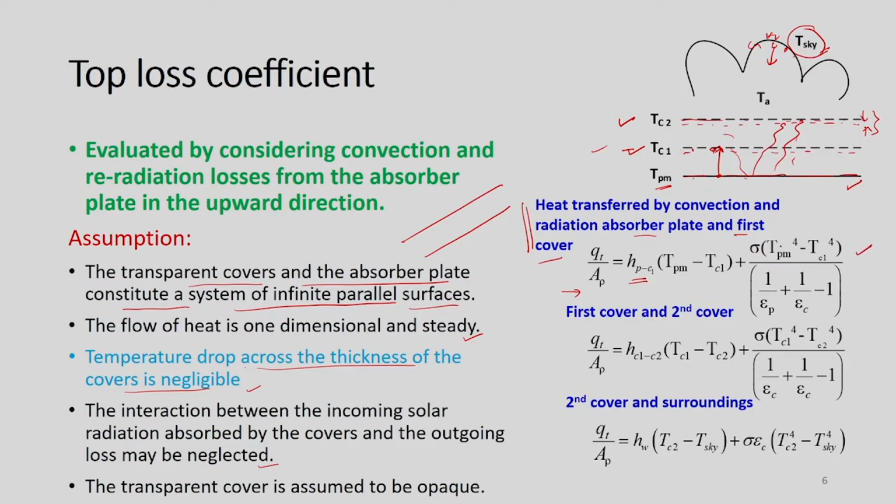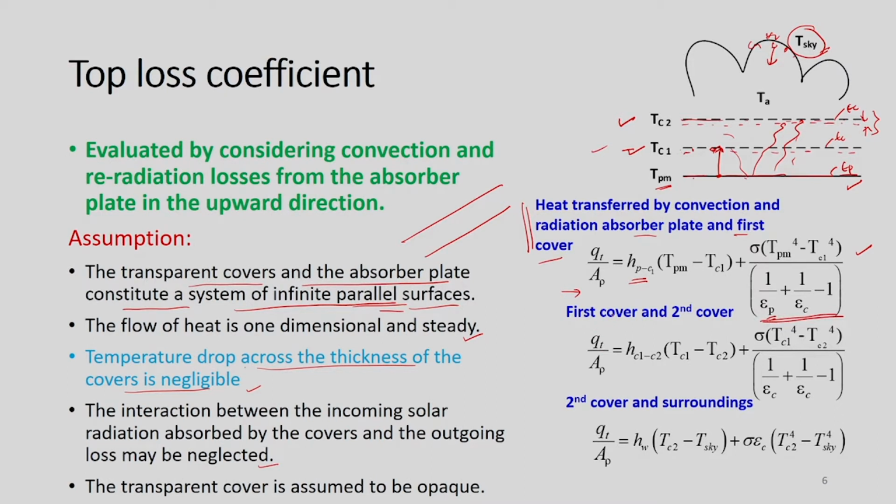Then the radiation component has to be added: sigma times TPM to the power 4 minus TC1 to the power 4, divided by 1 by emissivity of the plate, this is the emissivity of the plate, and this is the emissivity of the glass cover. Both the glasses have the same emissivities. Since these are infinite parallel surfaces, we can use this expression for the view factor.